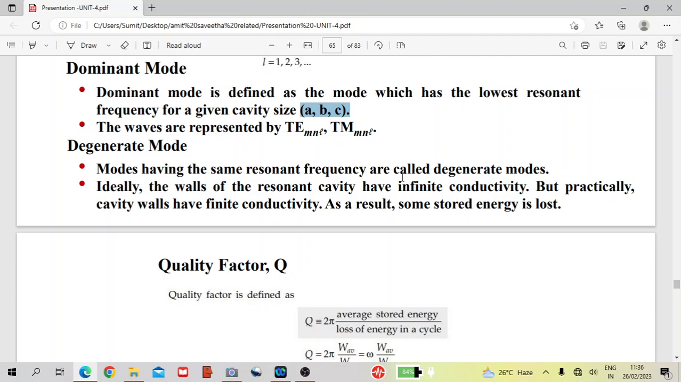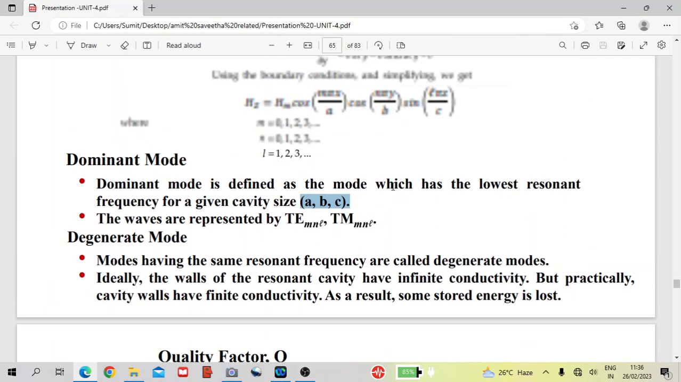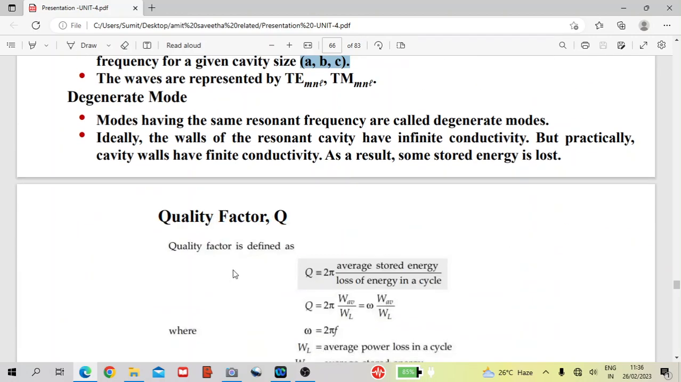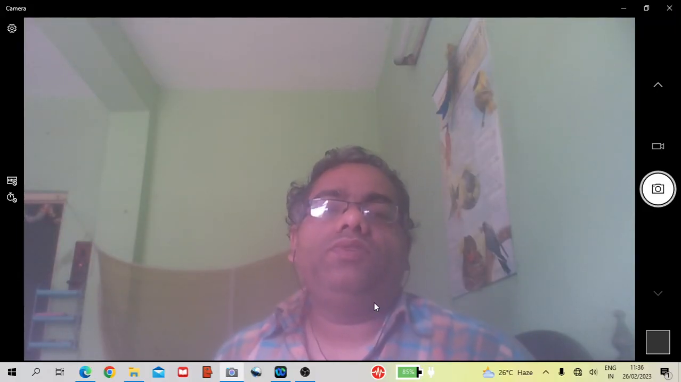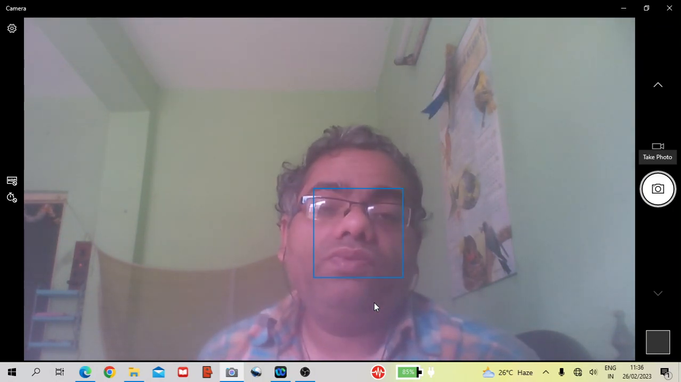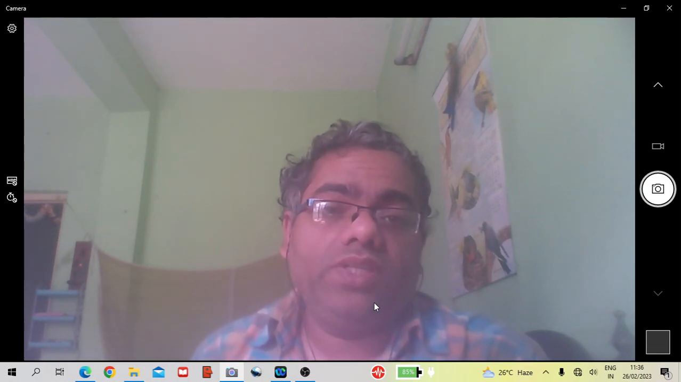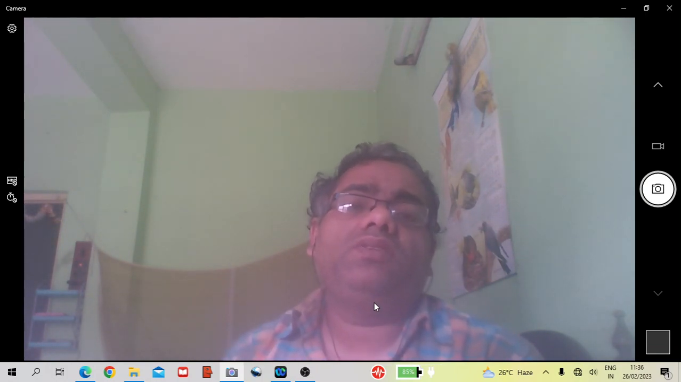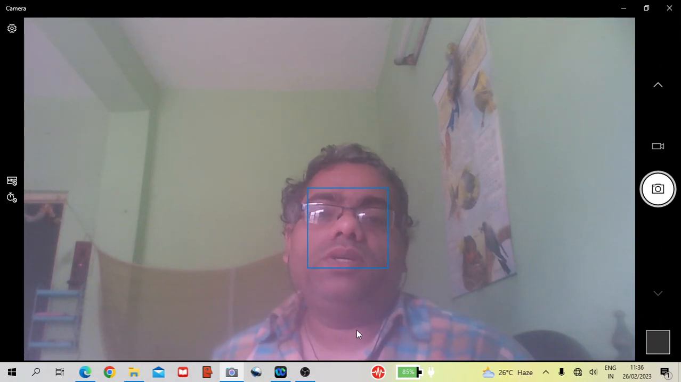Ideally the walls of a resonant cavity have infinite conductivity, but practically the cavity walls have finite conductivity because no conductor is perfect. As a result, some stored energy is lost as ohmic loss in that imperfect conductor. So in the next class we will do the quality factor, because whenever we talk of resonators, the Q factor plays a very important role, which gives an idea about the bandwidth, center frequency, and also the loss.